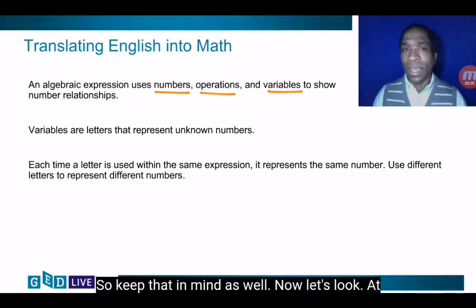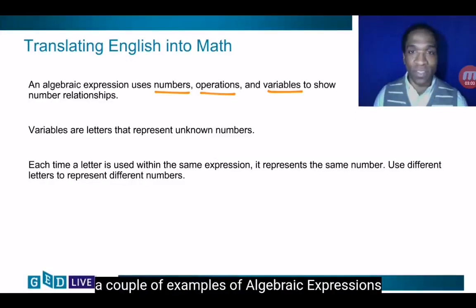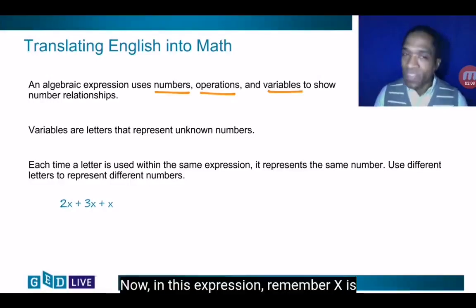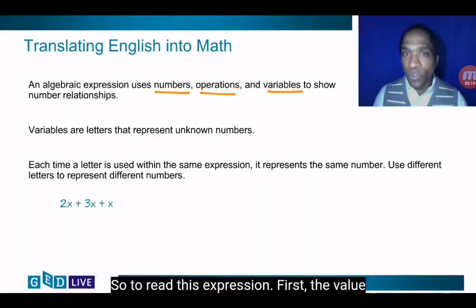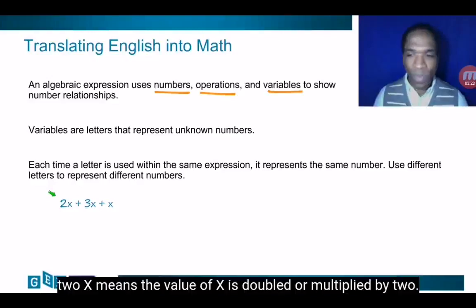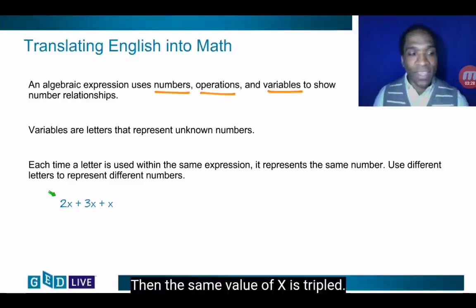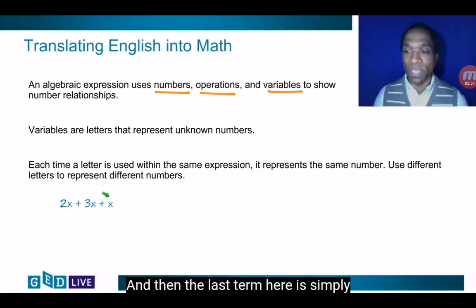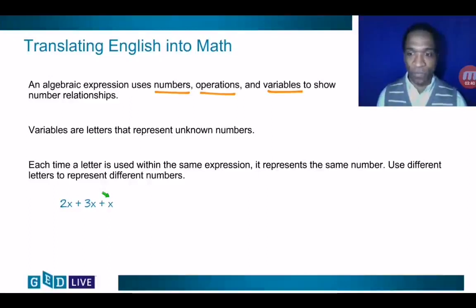Now let's look at a couple of examples of algebraic expressions with all of this in mind. Here's the first. Now in this expression, remember, x is going to equal the same thing. So to read this expression, first, the value of x is doubled. So 2x, that means the value of x is doubled or multiplied by 2. Then the same value of x is tripled or multiplied by 3. And then the last term here is simply that same value of x by itself.